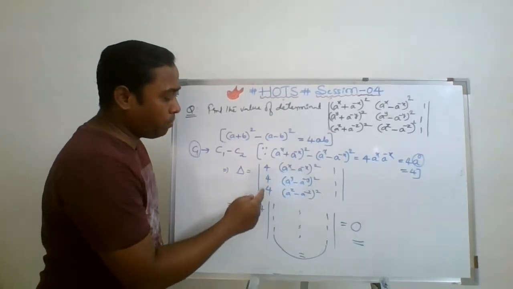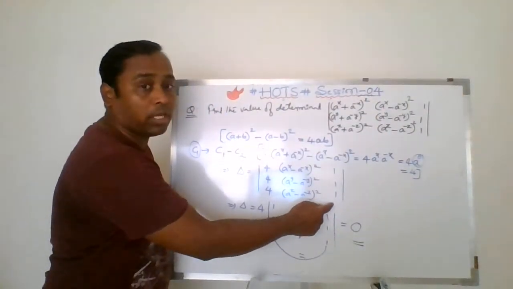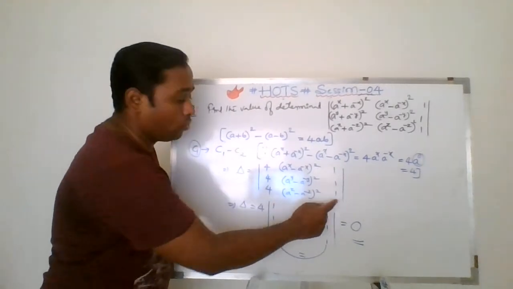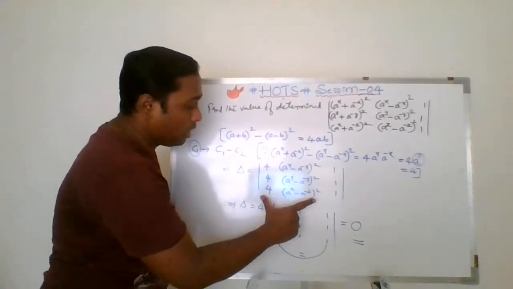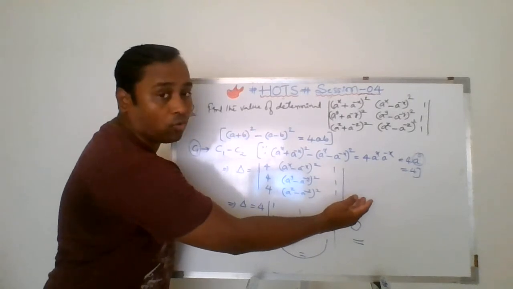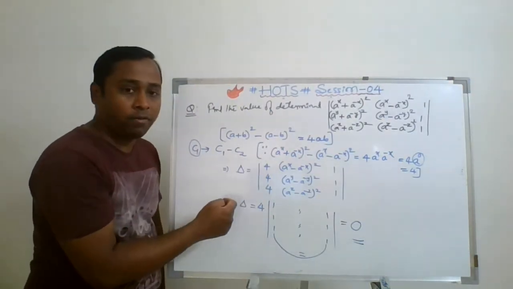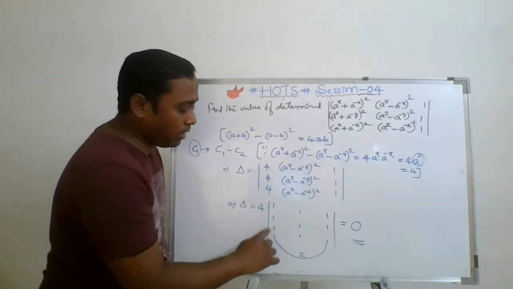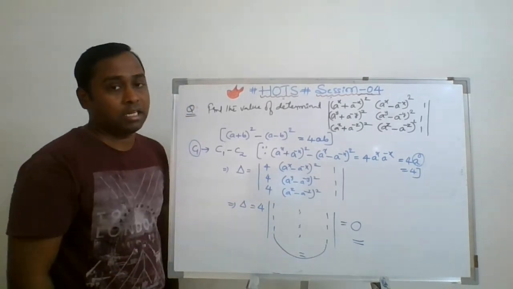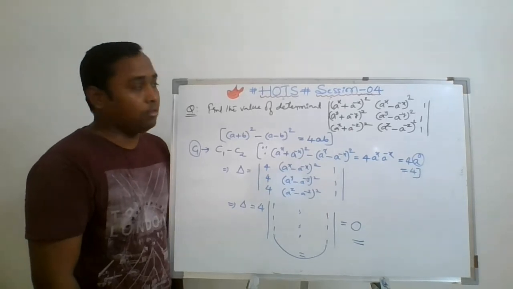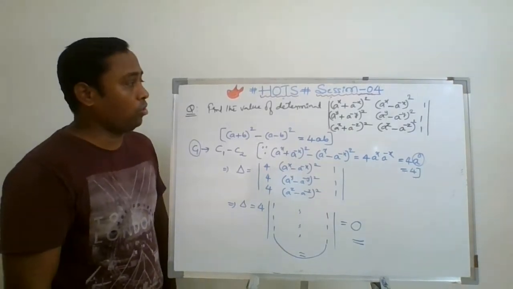So in that way every quantity becomes 4 in column 1. Then I can also simply say column 1 and column 3 are identical, they are proportional. In this way also I can say it is 0 directly. Other way to speak is what? I can take 4 as a common factor and then I can say column 1 and column 3 are identical. Both ways the answer would be 0. Now coming to the next logical question.